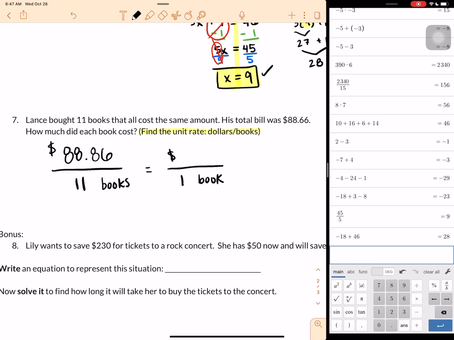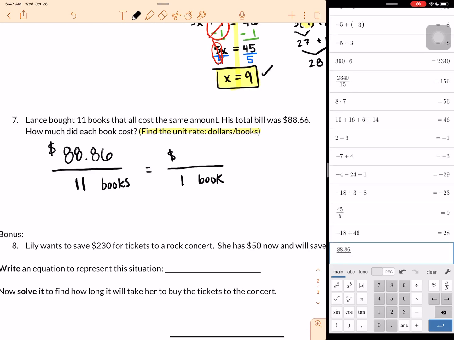So if they're all the same cost, I want to know how much each book cost. So if you just divide 88.86 divided by 11, you're going to get kind of an ugly answer. So we'll just say it's about $8.07, roughly, right? I really wish I would have caught that before I made this video. I would have changed this number to be something prettier here.